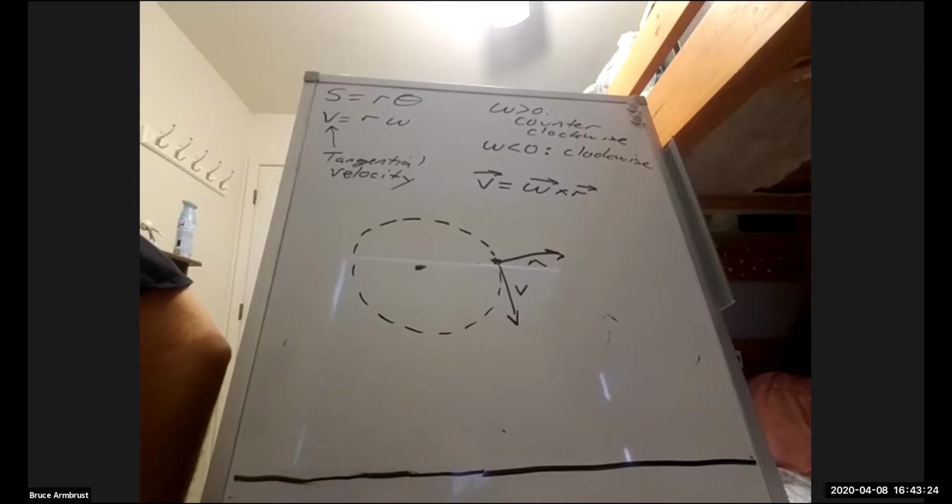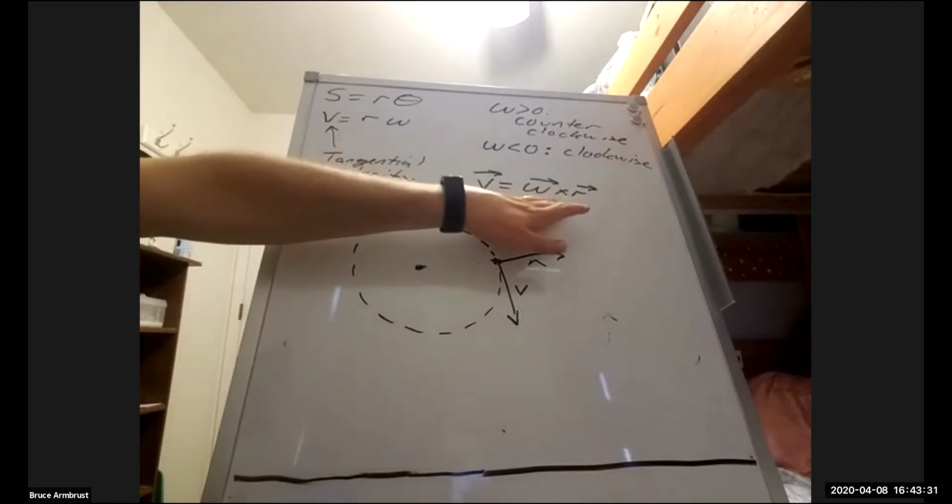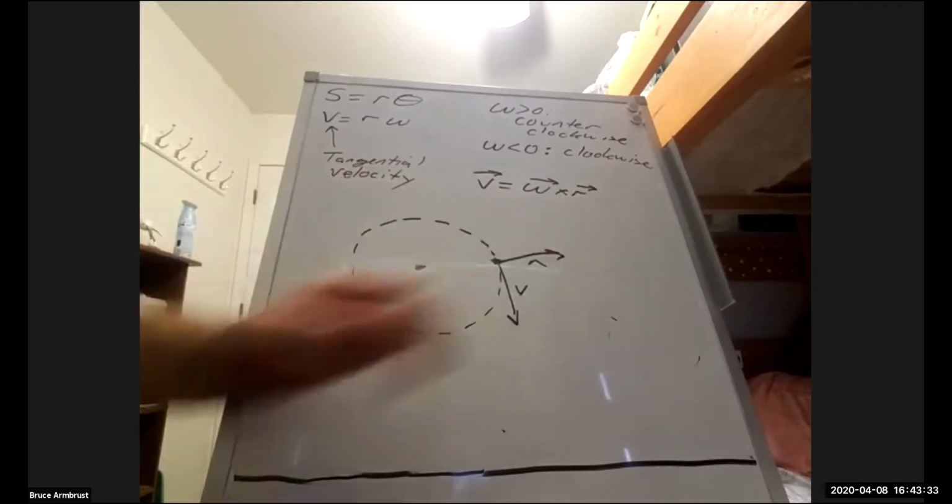Okay, so the question is, where's omega? So think about the cross product. Hopefully you remember this. When you cross two vectors, where does the third one show up?